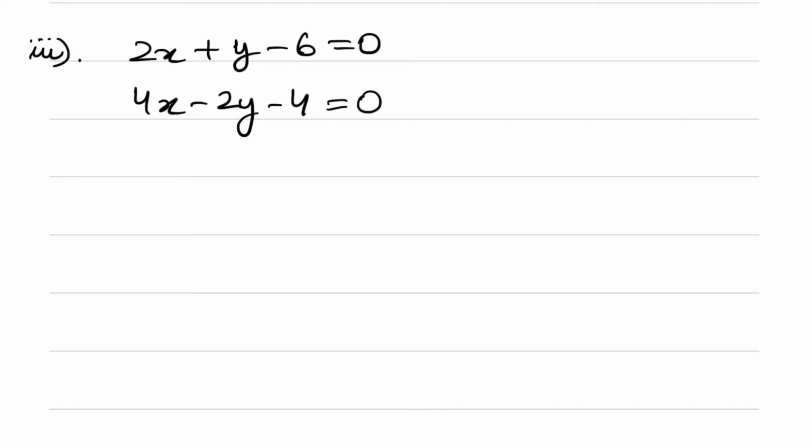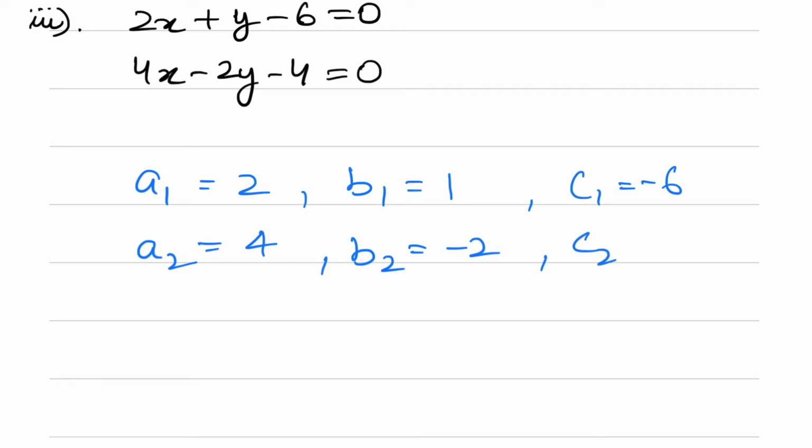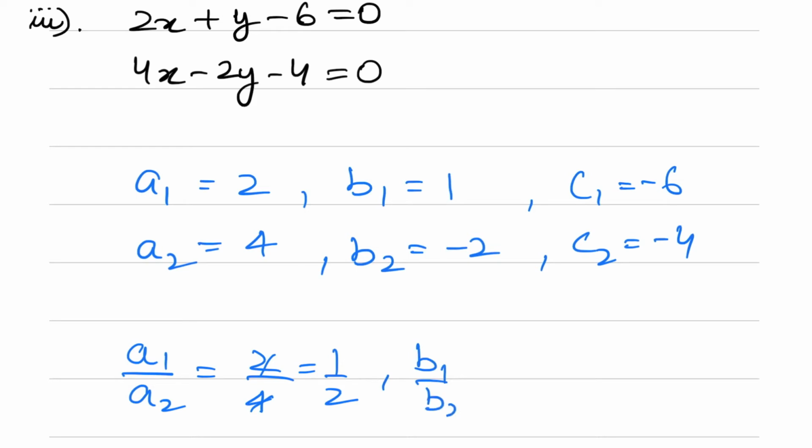Third equation now, coefficients. So a1 here is 2, a2 is 4, b1 is equal to minus 1 and b2 is equal to minus 2, c1 is equal to minus 6 and c2 is equal to minus 4. So ratios: a1 by a2 is equal to 2 by 4, so this gives me 1 by 2, and b1 by b2 is equal to minus 1 by minus 2, and c1 by c2 is equal to minus 6 by minus 4. This gets cancelled, so 3 by 2.